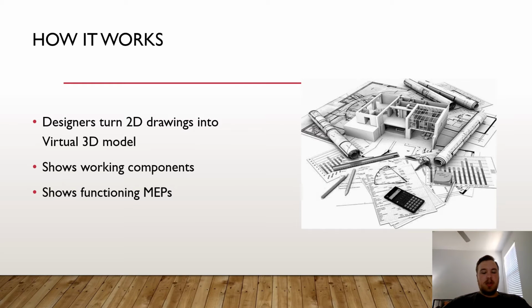So how it works. An architect, a designer, and an engineer usually all get together and they have the plans on paper. When the project wants a BIM model, they turn to a designer or somebody who knows BIM modeling really well. Usually they work for the general contractor, and they put together the 3D model using the 2D prints. They show the working components of the MEPs.